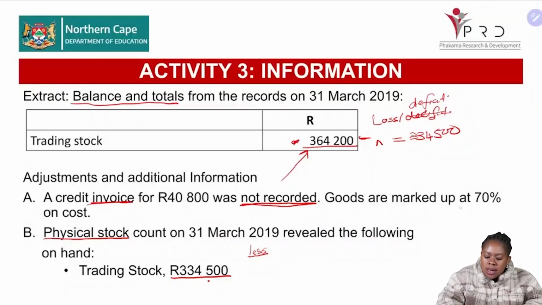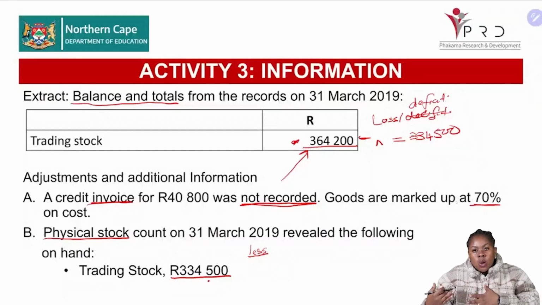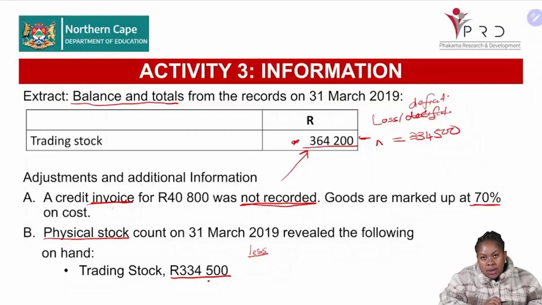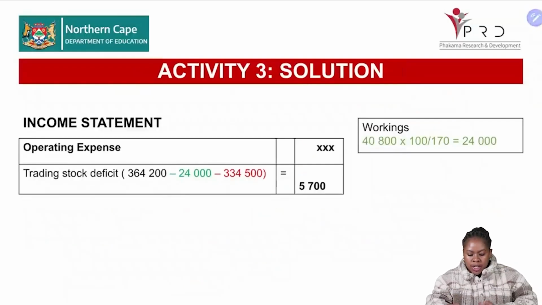It says goods were marked up at 70% on cost. So it means that we need to calculate how much of our stock was actually sold, because it's a credit invoice. Okay, so the big thing is that we need to adjust this amount. All right, now let's quickly see how to adjust that.